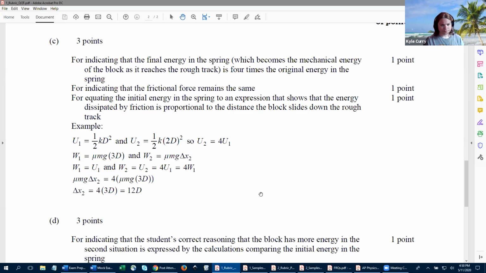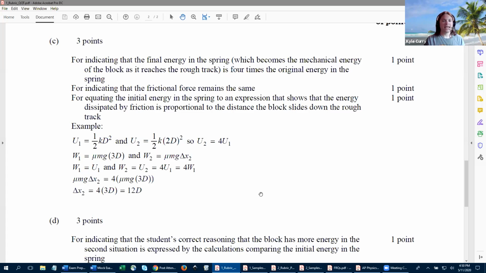Point number 1: for indicating that the final energy in the spring, which becomes the mechanical energy of the block as it reaches the rough track. So the final energy in the spring, essentially the energy stored in the spring when it is compressed, becomes the mechanical energy, or you can say the kinetic energy, of the block as it reaches the rough track, and is 4 times the original energy in the spring. So we have to have some statement there that the final energy in the spring is 4 times the original energy of the spring.